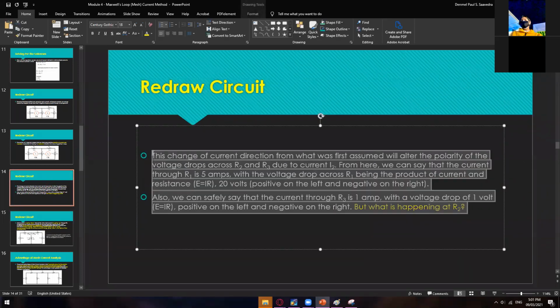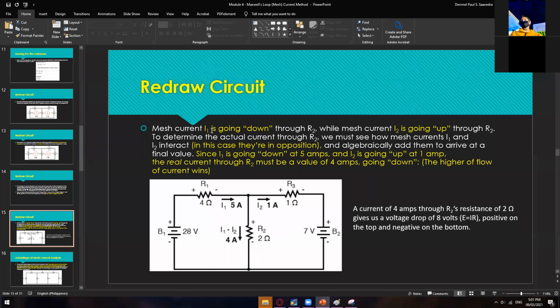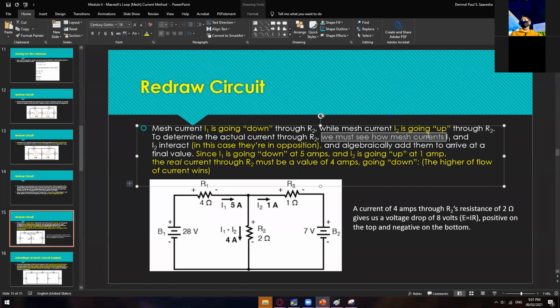All right, so more explanations. I will not read this one anymore, I'll leave the reading part to you guys. Right here, I1 is going down through R2, while mesh current I sub 2 is going up. So they now have two different flows of current. For you to determine the actual current through R2, is it really the I1? Is it really the I2? You must see how mesh currents I sub 1 and I sub 2 interact.